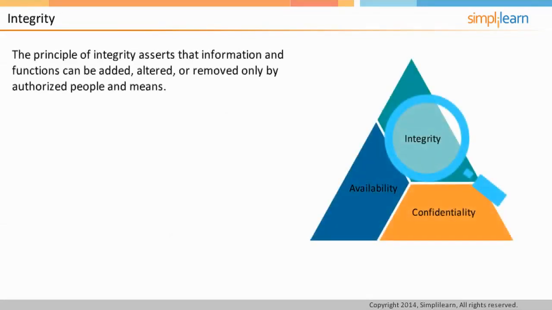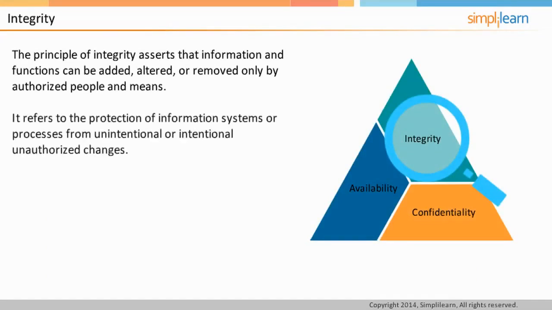The principle of integrity asserts that information and functions can be added, altered, or removed only by authorized people and means. Integrity is achieved through role-based access control, which is the generic name for a mechanism that controls the actions performed by individuals. Information may be stored in a database consisting of tables, rows, and fields. The concept of integrity governs which individuals are able to modify which tables, rows, and fields in the database. Incorrect data entered by the user into a database can be taken as an example here.